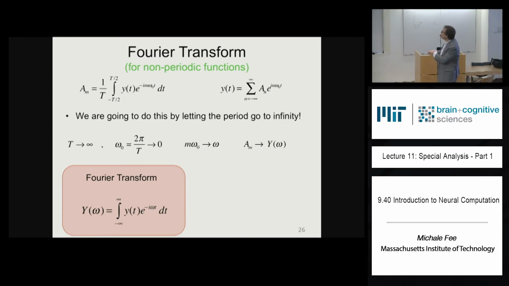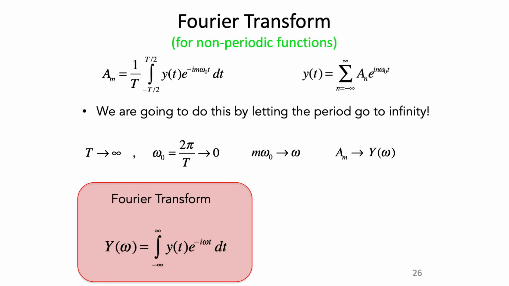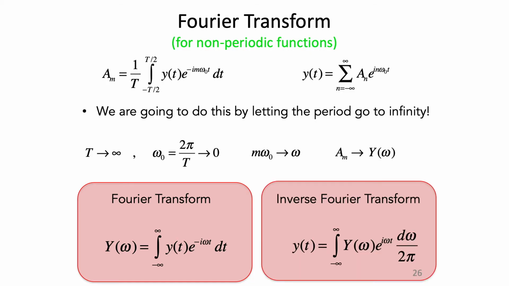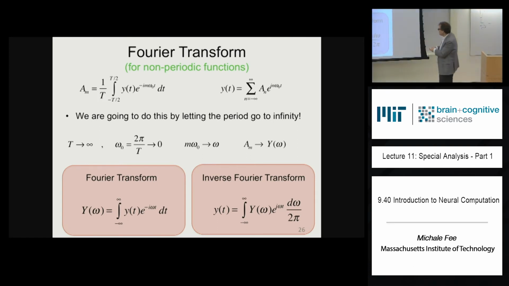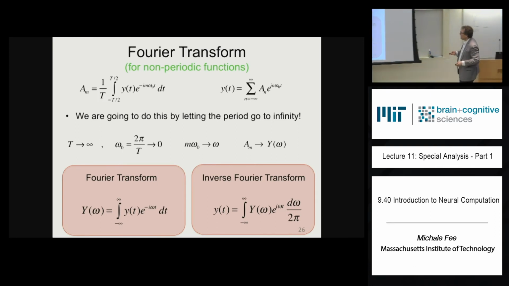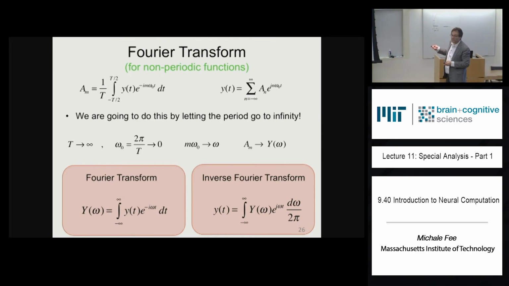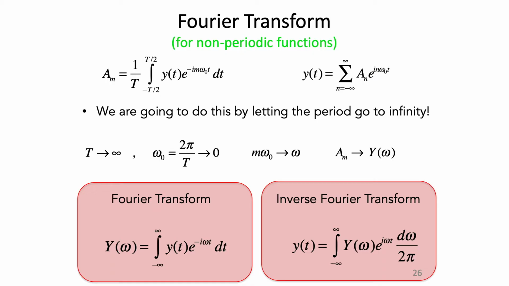And we're just going to do the same replacement here, but instead of summing over n going from minus infinity to infinity, we have to write this as an integral as well, so that we can reconstruct our function y of t as an integral of our Fourier coefficients times e to the i omega t. See that? It's essentially the same thing. It's just that we're turning this sum into an integral.